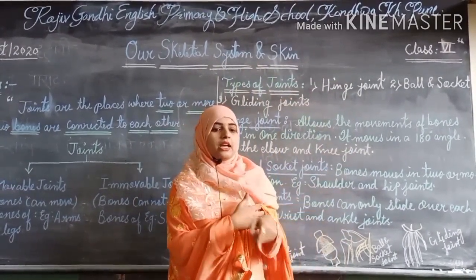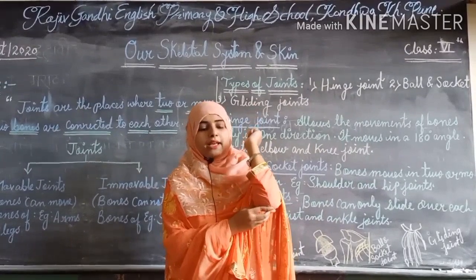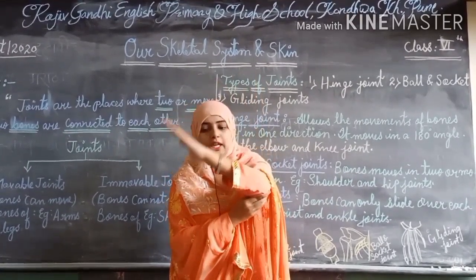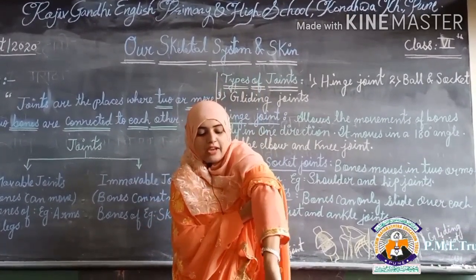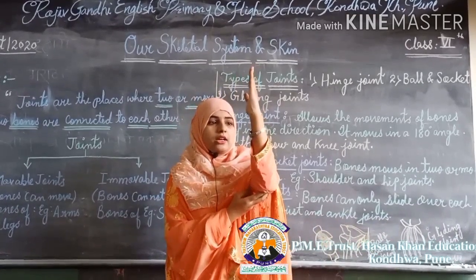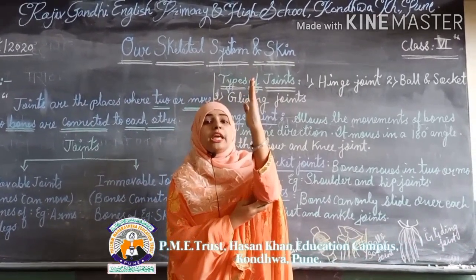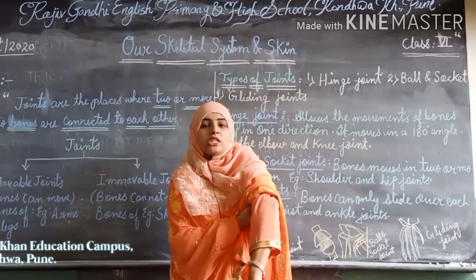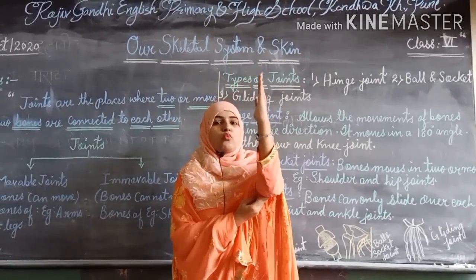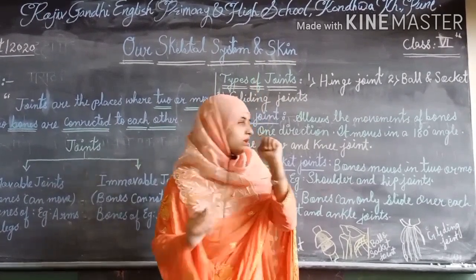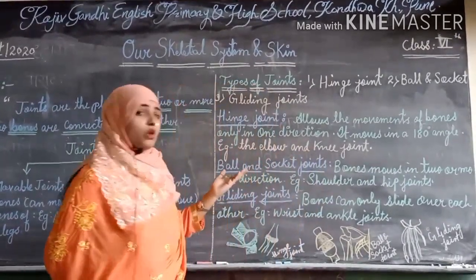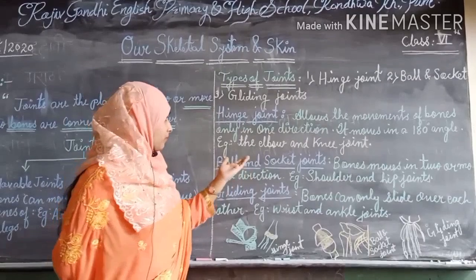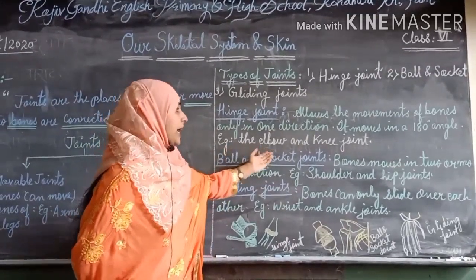Okay, in that circle, from the origin, from the axis, it is of 180 angle. Likewise, half of the circle. So hinge joints move only in one direction, which allows the movement of only one direction. Understood? Now, which types of bones are present in these hinge joints? The elbow and the knee joint.